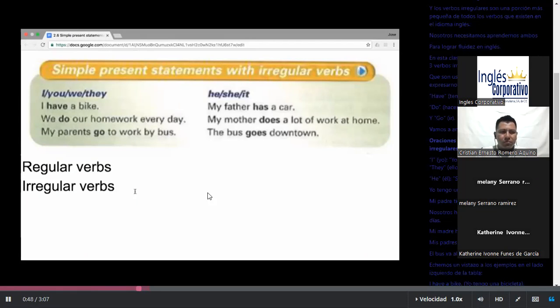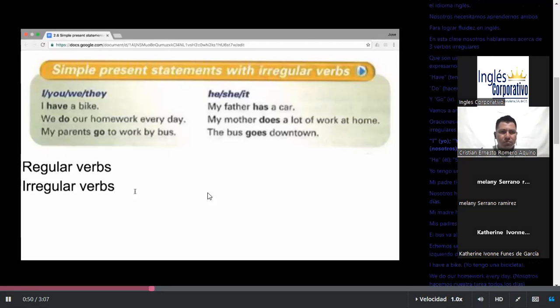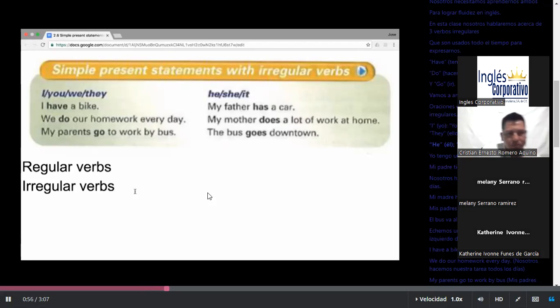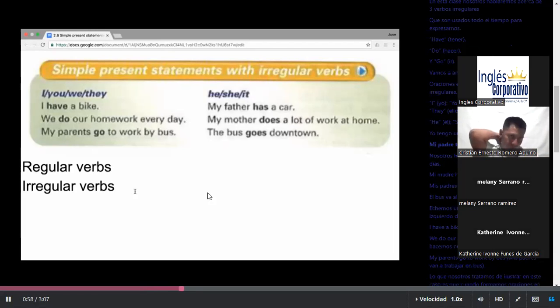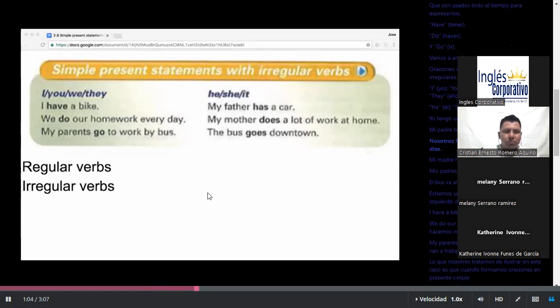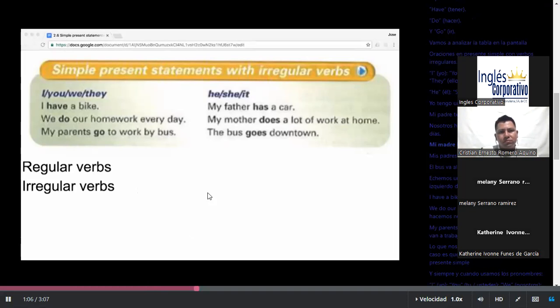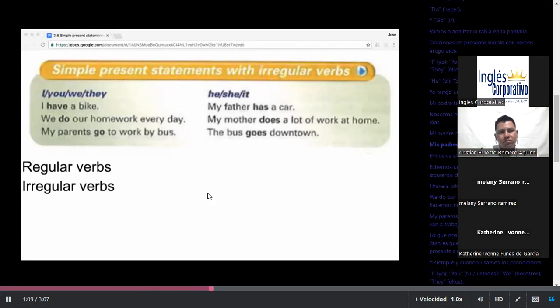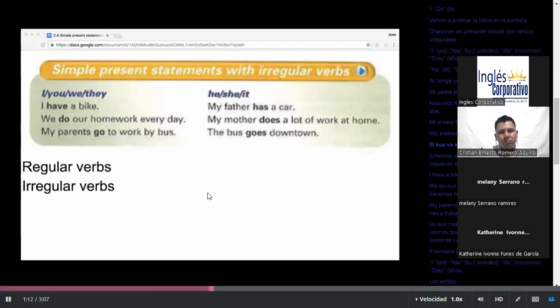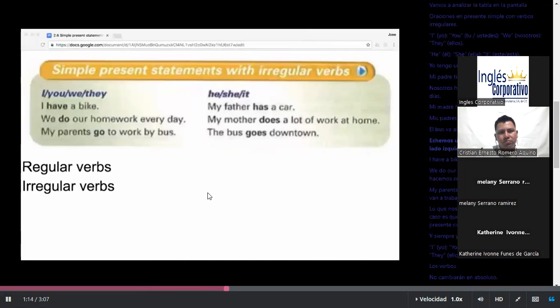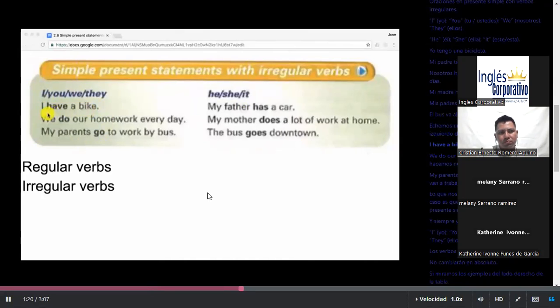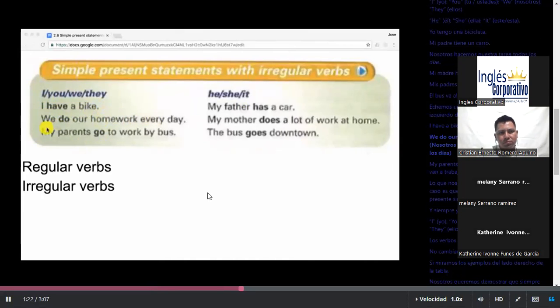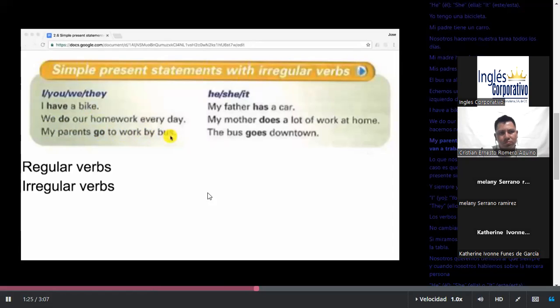Simple present statements with irregular verbs. I, you, we, they. He, she, it. I have a bike. My father has a car. We do our homework every day. My mother does a lot of work at home. My parents go to work by bus. The bus goes downtown. Let's take a look at the examples on the left-hand side of the chart. I have a bike. We do our homework every day. My parents go to work by bus.